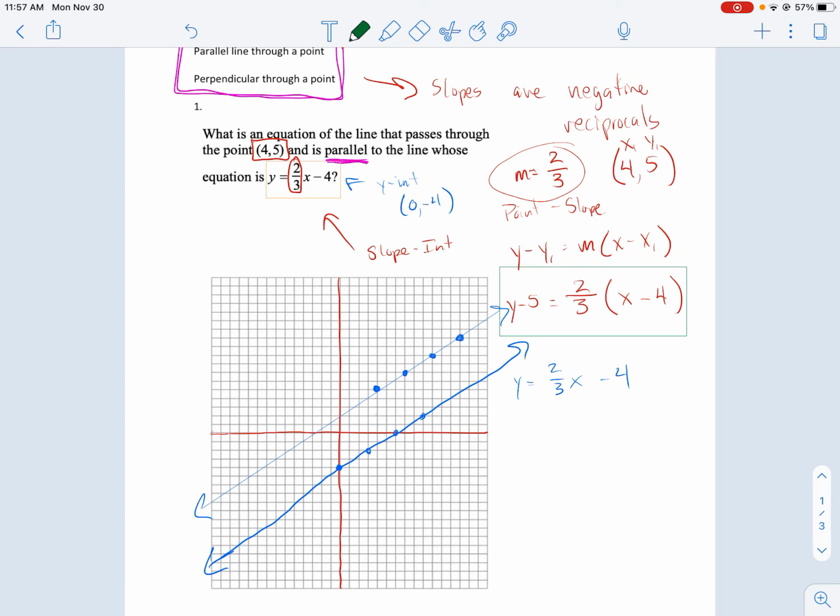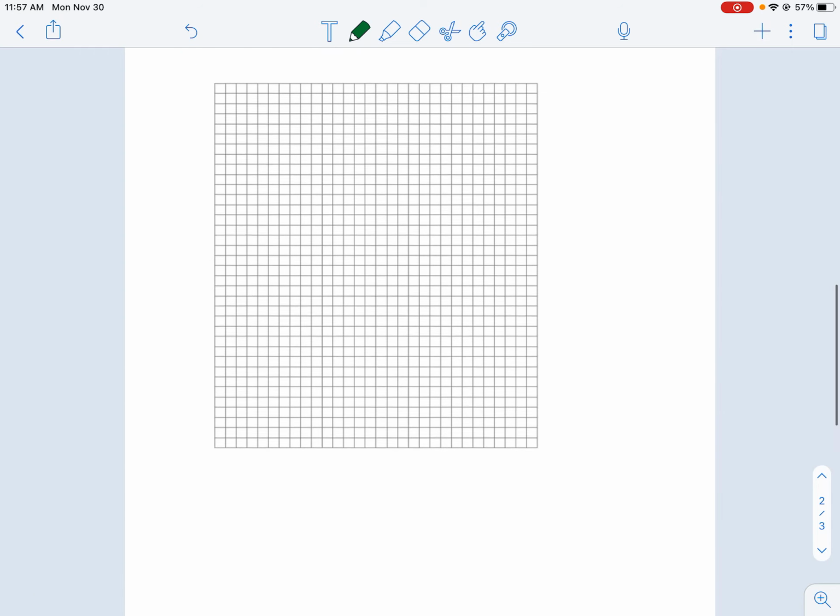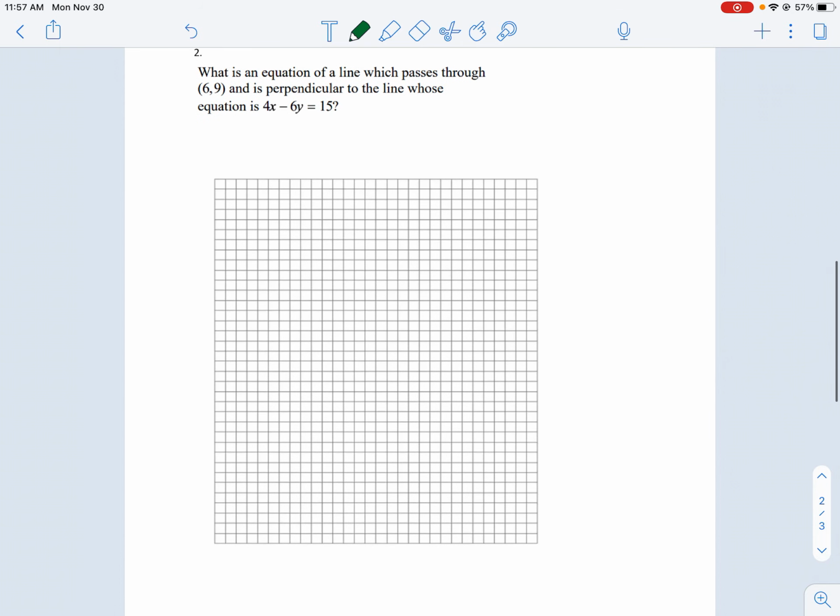Okay, so let's go down to the next one. Now the next one involves a perpendicular line through a point. Okay, so write an equation of a line which passes through (6, 9) and is perpendicular to the line whose equation is this.